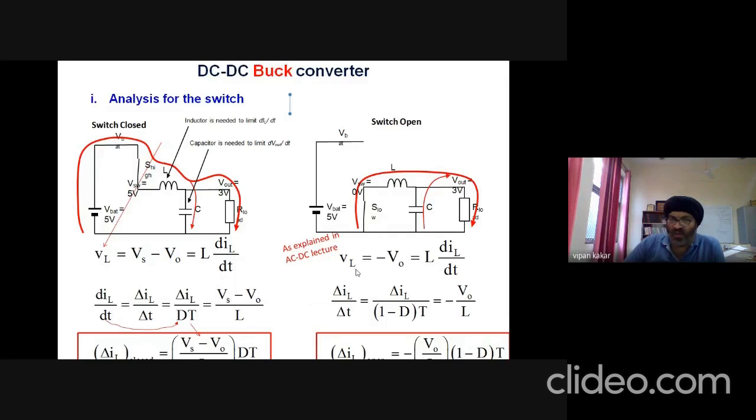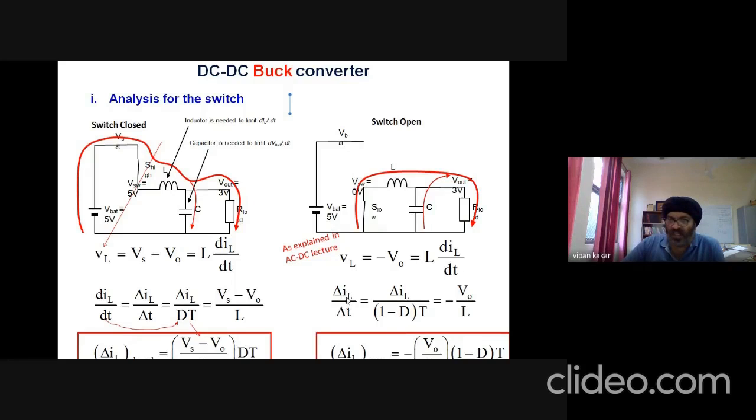So now what is the value of voltage over here? Because the inductor reverses its polarity when it starts to release its energy, as we have already discussed in AC to DC converters. During charging it has one polarity, and while releasing that energy, it reverses its polarity and starts to flow the current in this circuit, which is equal to minus Vo, reversing polarity, equal to L di by dt, the voltage across the inductor.